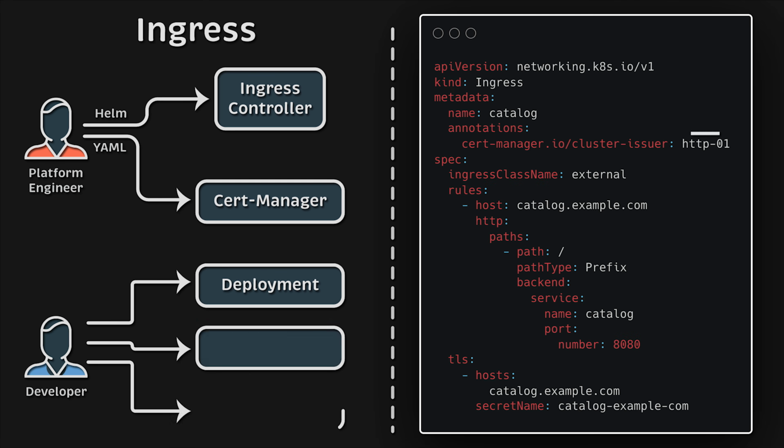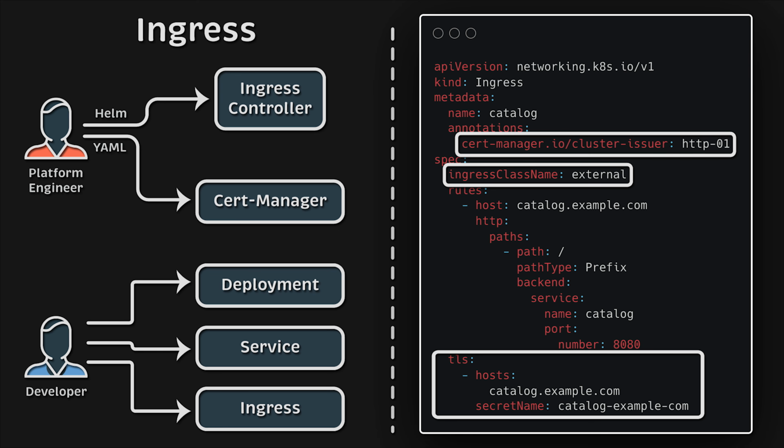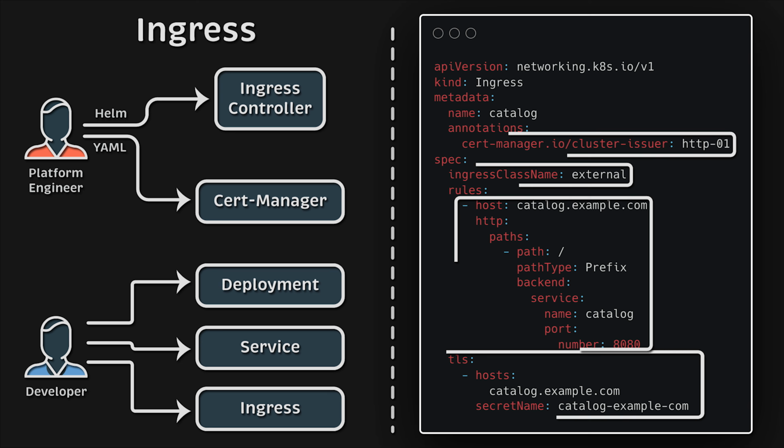In the Ingress, you would specify the cluster issuer from Cert Manager to obtain and renew certificates, and you specify the Ingress class name that is provided by the platform engineer. The developer also has to specify the Kubernetes secret, where Cert Manager stores the private key for the certificate. And of course, the developer would need to specify the application routing. In this case, request-to-catalog.example.com must be forwarded to the catalog service.